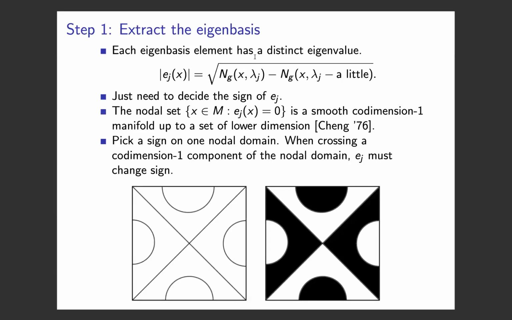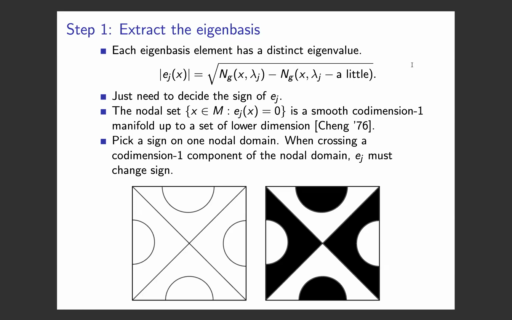So first, what we're going to do is take our local counting function at threshold lambda_j, and subtract our local counting function at threshold lambda_j minus a small positive number, so that we only include one eigenvalue. And then we take a square root, and that's exactly the absolute value of E_j. It's worth remarking here that the E_j's are necessarily real valued, especially since the spectrum is simple and the Laplace-Beltrami operator is self-adjoint, things like this.